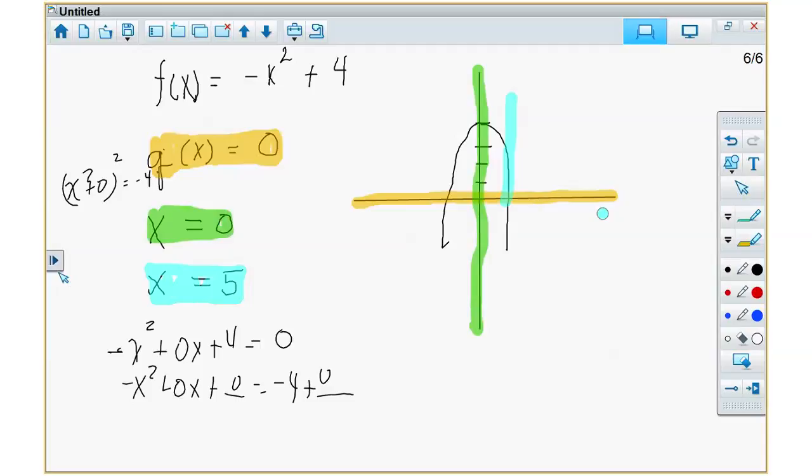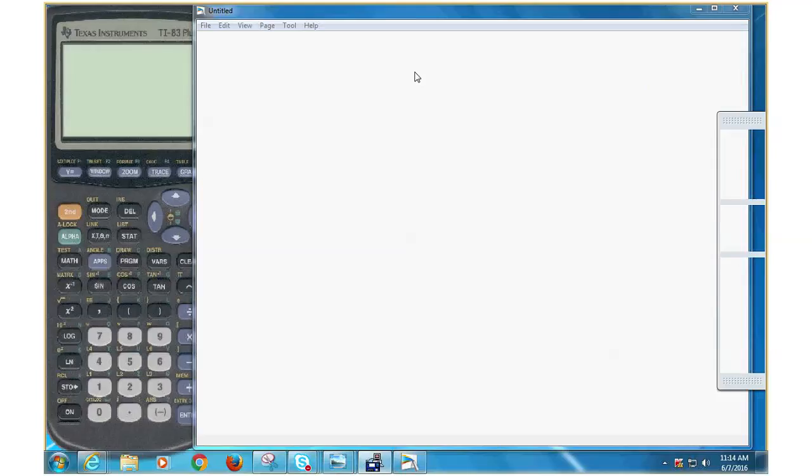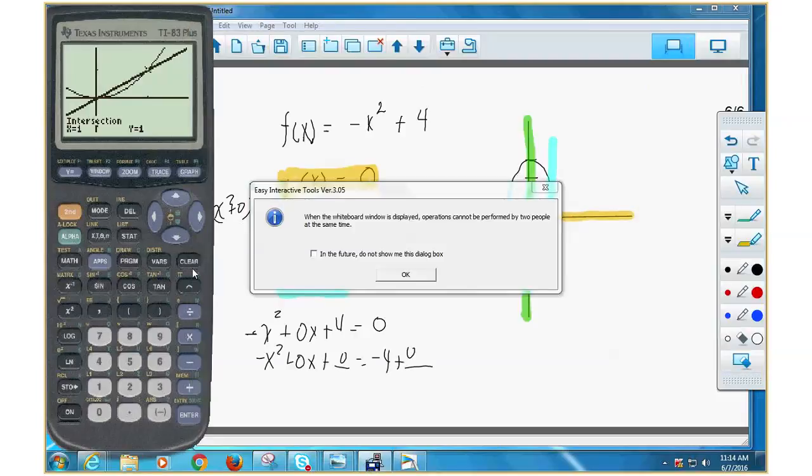Somebody graph it. I'll just graph it on the calculator. I don't feel like doing it right now. Somebody tell me what it is. y is equal to what? Negative x squared plus 4.